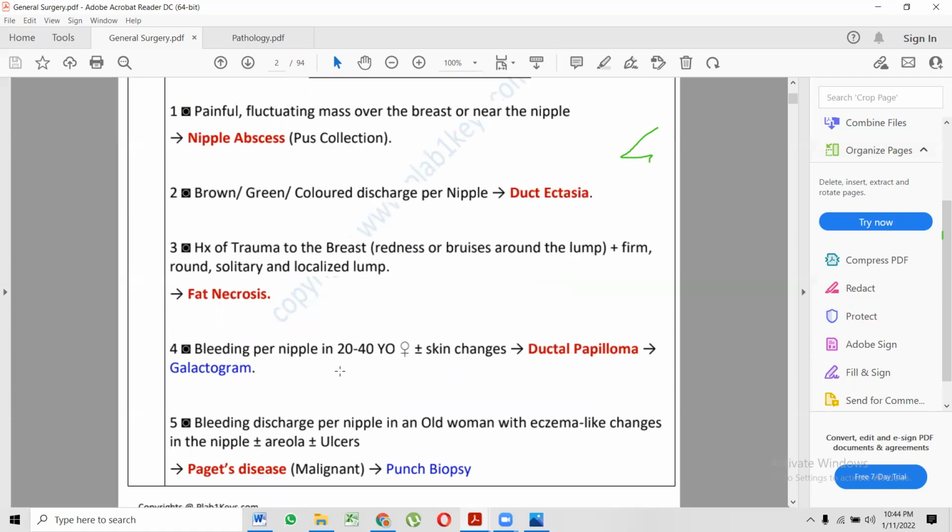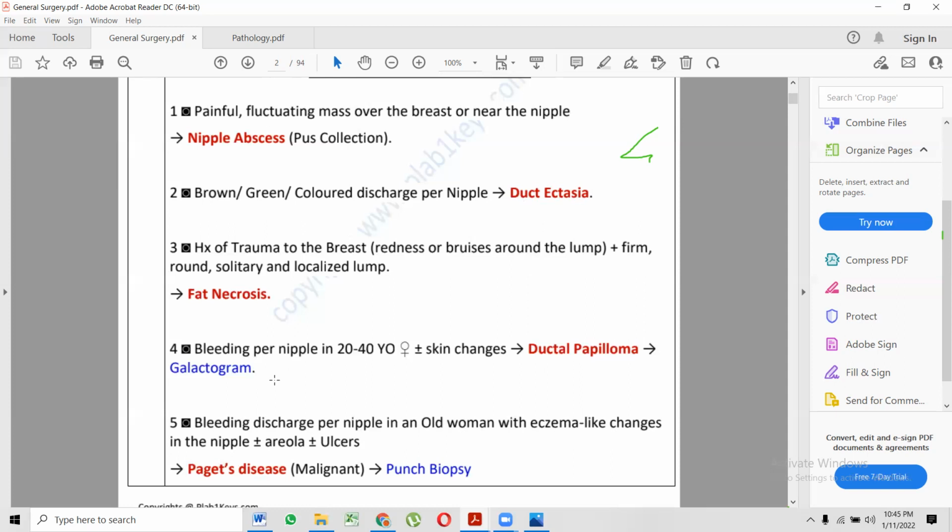Bleeding per nipple in a young female between 20 to 40 years old with skin changes, the diagnosis will most likely be ductal papilloma. So ductal papilloma is common in premenopausal women or menstruating women, and duct ectasia is common in women who are near their menopause. So if the patient age is around 50 or 45 and she presents to you with green or brown color discharge from nipple, then it is most likely duct ectasia. While duct papilloma is common in younger women, there will be bleeding per nipple and it is diagnosed by galactogram.